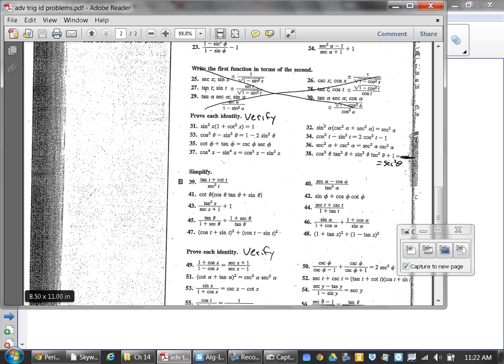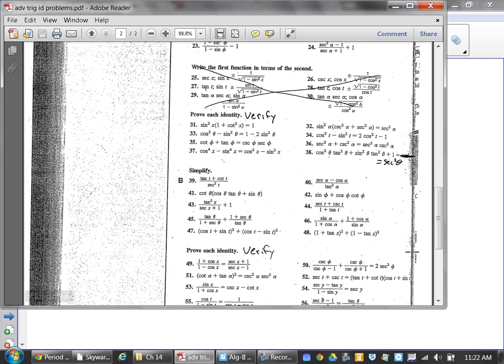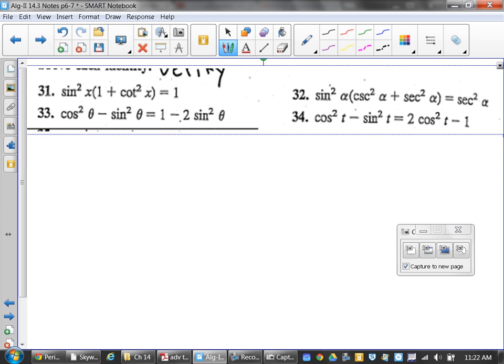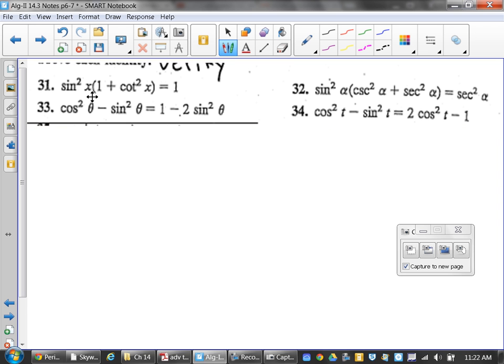Let's go to the second part. Now, what's nice with the verifies is that at least you know what the answer is supposed to look like in the end. It's just, do you know enough to show that it works?